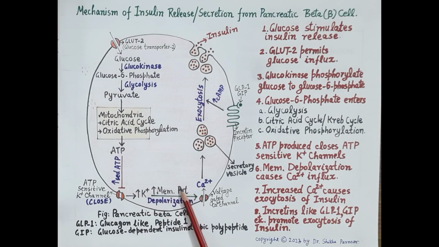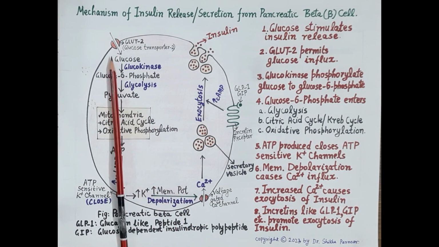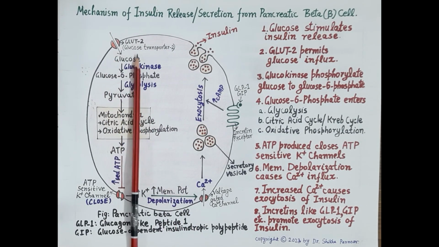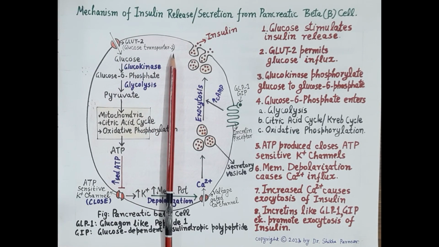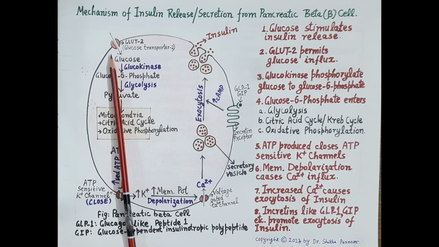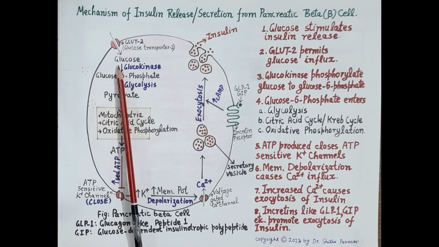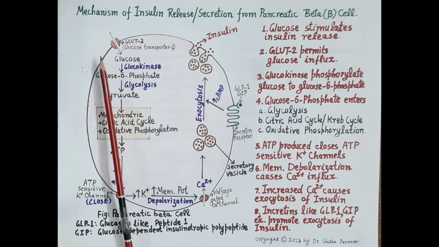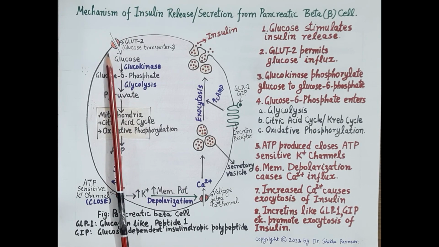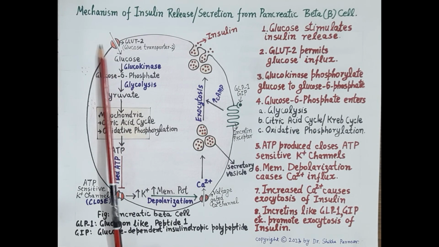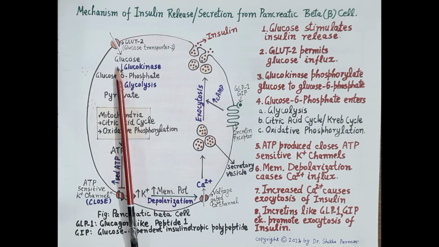So, look at this figure. It depicts the structure of a pancreatic beta cell. Now, GLUT2 are the glucose transporter 2. These GLUT2 are the channels that permit influx of glucose inside the beta cells. So, GLUT2 transport glucose from the blood into the beta cells.